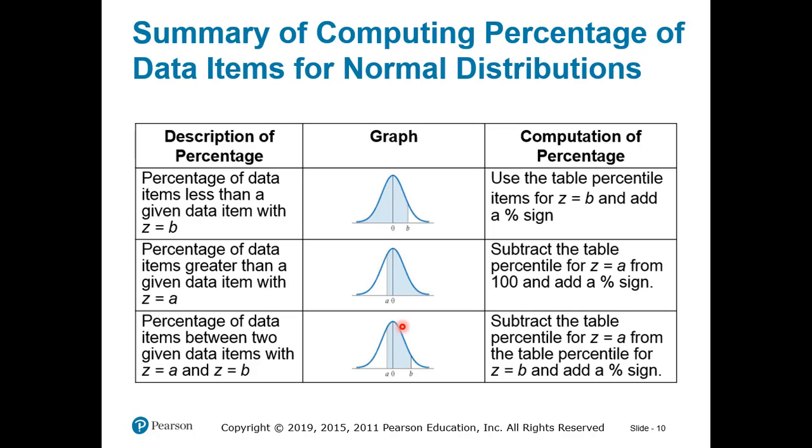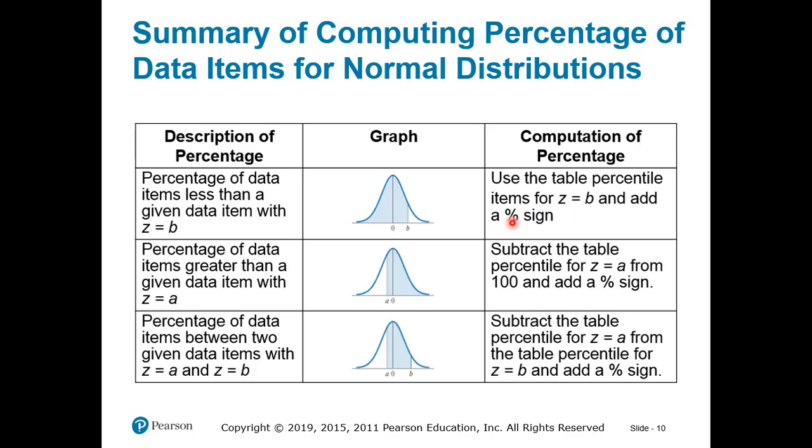Now here's the way you approach these. Here's the summary. If you're looking for the percentage of data items less than a given data item, with z equal to b, you calculate the z-score. You're looking at the area to the left, and that's what the table gives you, the area to the left. So use the table percentile for z equal to b, and then just add the percent sign.